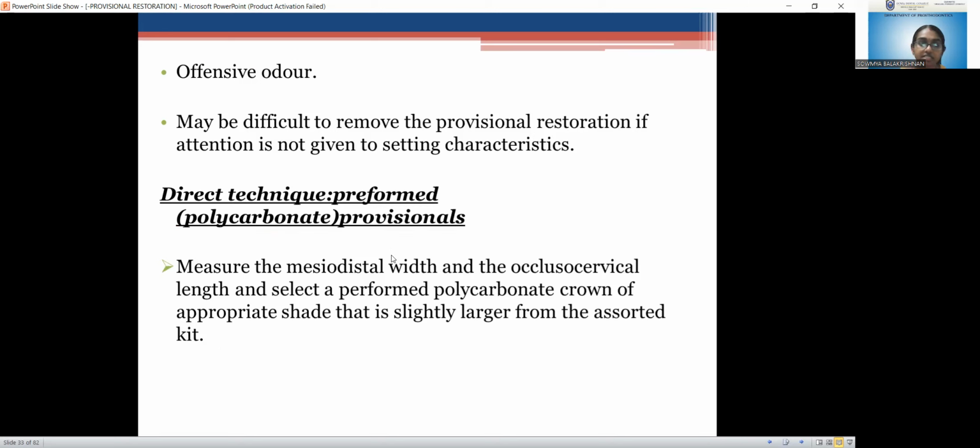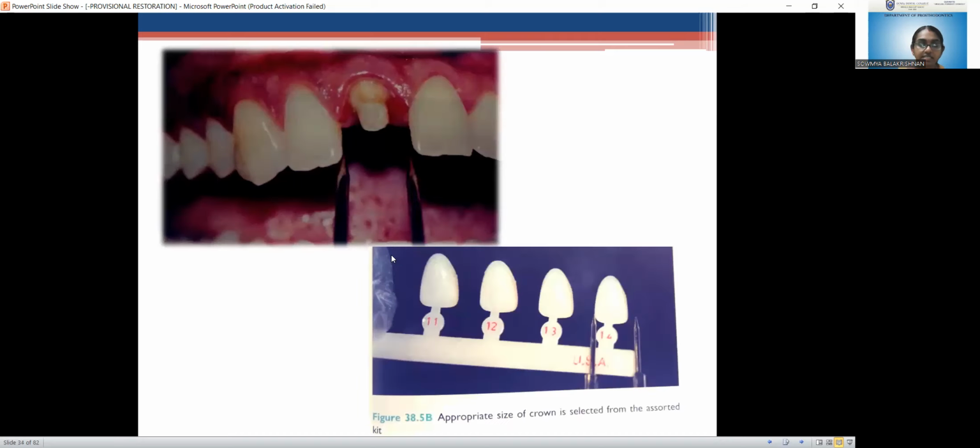So basically, the direct technique is of two types: preformed, that is polycarbonate provisionals, and custom-made. So how do we fabricate the preformed polycarbonate provisional? It is better to understand this technique using a figure. From this figure, we can easily understand the steps.